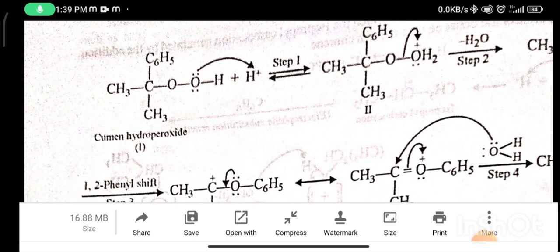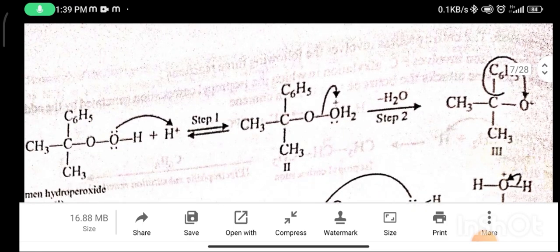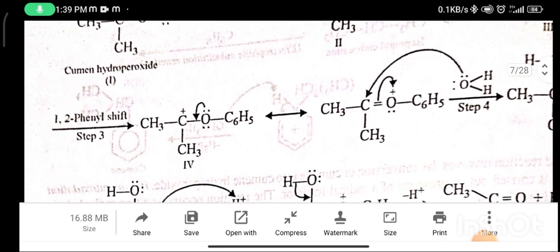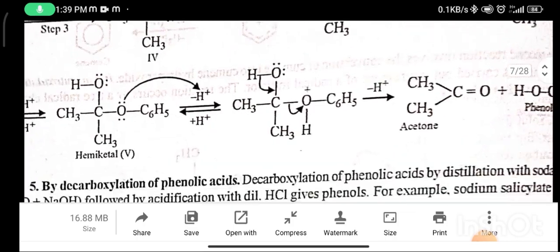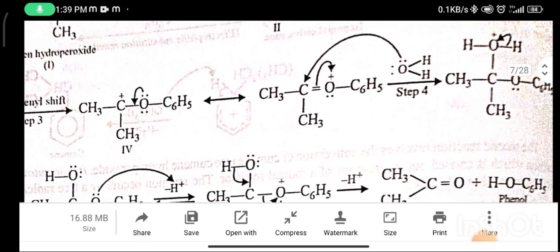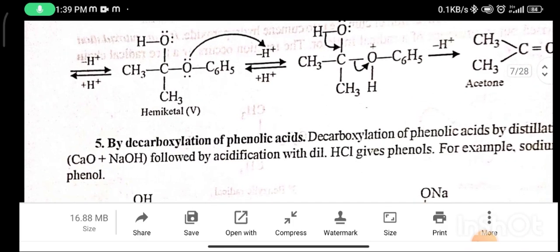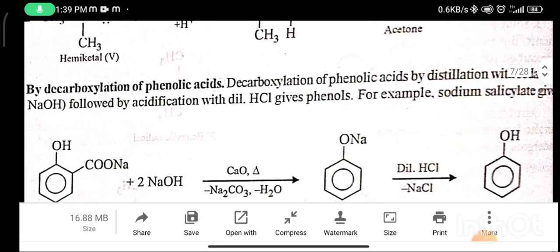Cumene hydroperoxide reacts with H+ in step 1 and forms C6H5C(CH3)2O-OH2+. Removal of H2O is the second step. A 1,2 phenyl shift occurs, and at the fourth and fifth steps a hemiketal is formed, and ultimately it forms acetone plus phenol. Phenol is also obtained by decarboxylation of phenolic acid.